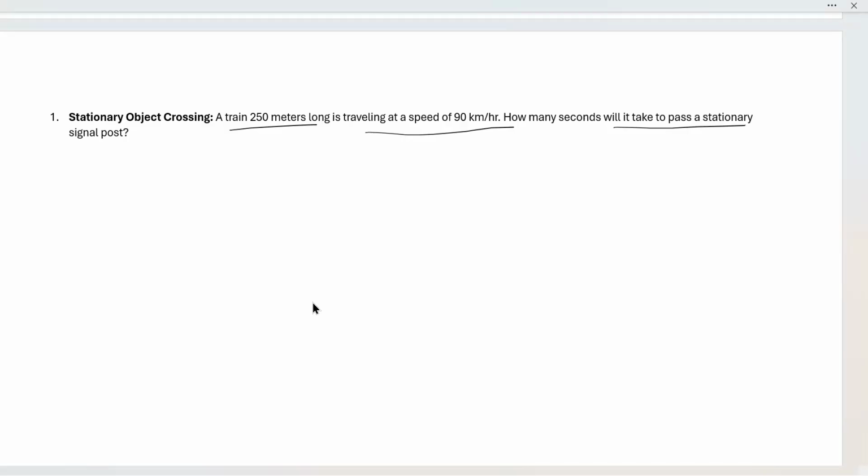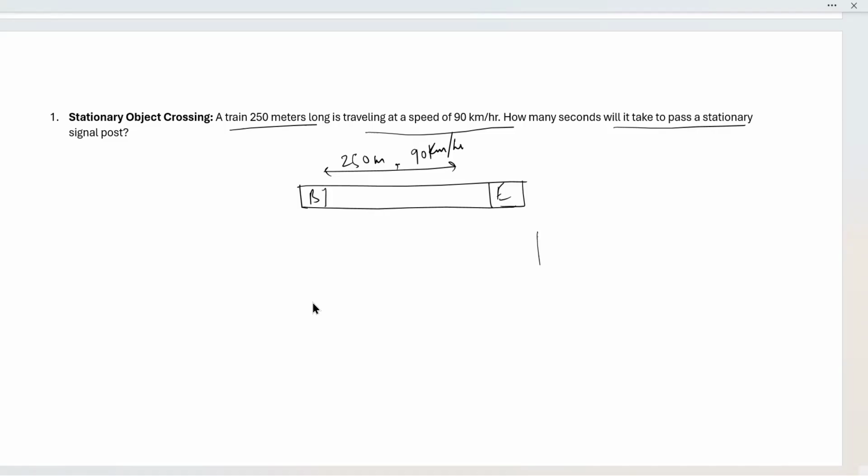This falls into the first category that we discussed in the previous lecture. Let's say this is the train, the engine, the last bogie. The length of this train is 250 meters and it is traveling at a speed of 90 kilometers per hour. There is the signal post on one side of the track. Now we need to find out how much time it takes for the train to cross this signal post.